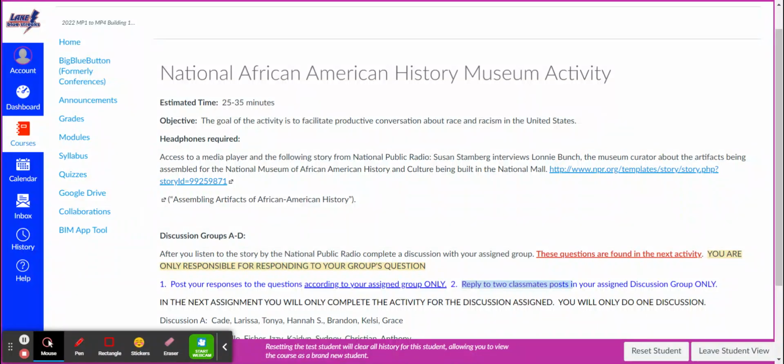In this activity, as part of the Bias and Prejudice unit, the objective is to facilitate productive conversations about race and racism in the United States. We're going to be using an NPR radio broadcast with a question and answer with a museum curator on some of the artifacts at the National Museum of African American History. You should anticipate that this is going to take you about 25 to 35 minutes.